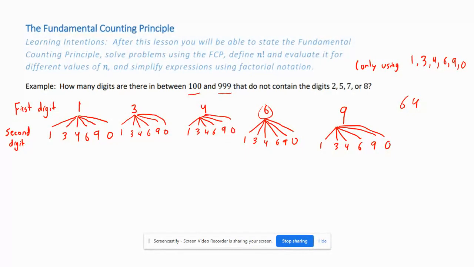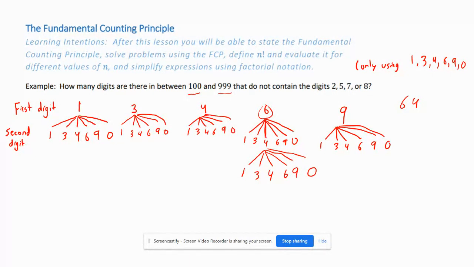Okay, because I'm not going to have enough room to do everything for my third digit here. But the idea is for every one of these possibilities in my second digit, I'm going to have the same tree diagram going for the digits after. So it could be 1, 3, 4, 6, 9, 0. Okay, so again, it follows again.